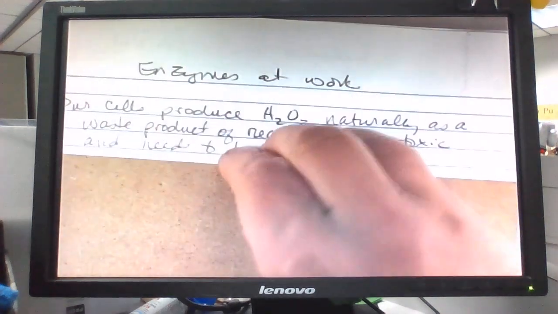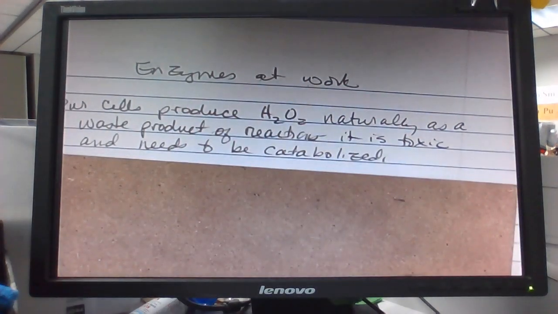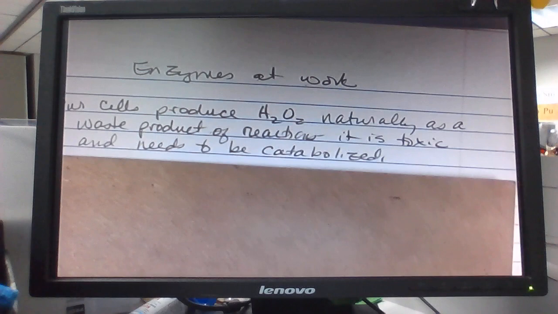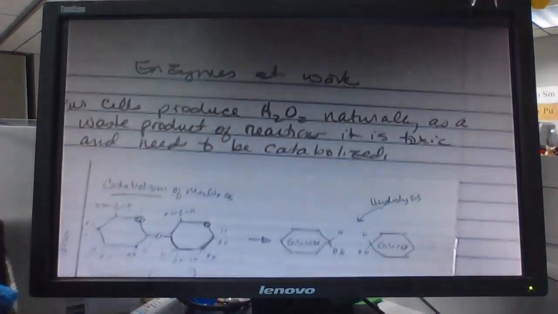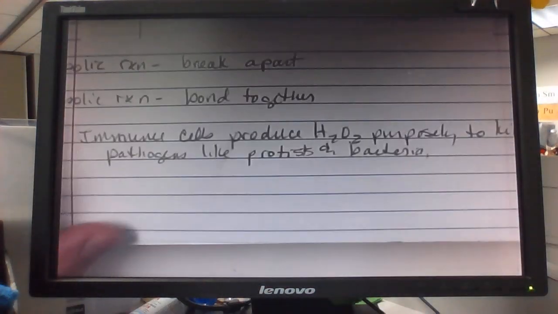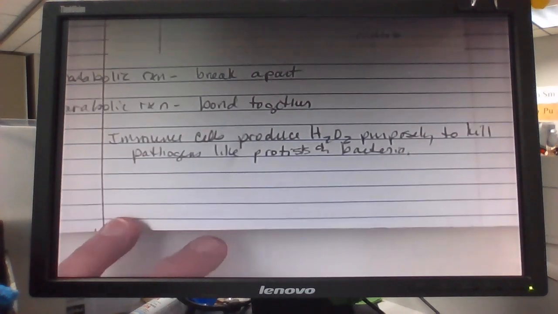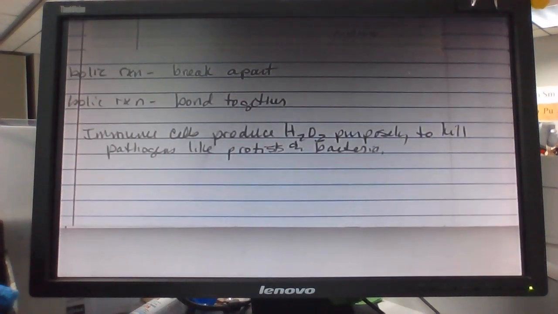All right, we've got that part. What do I want next? Oh, okay, let's do this part next. All right, so go ahead and add this next. So our immune cells, no, this keeps going with your H2O2 stuff.